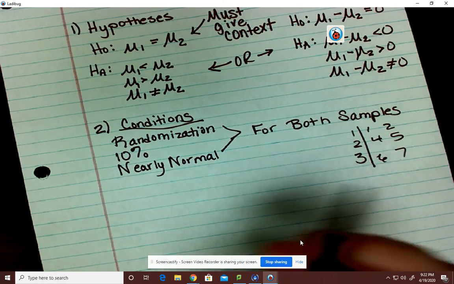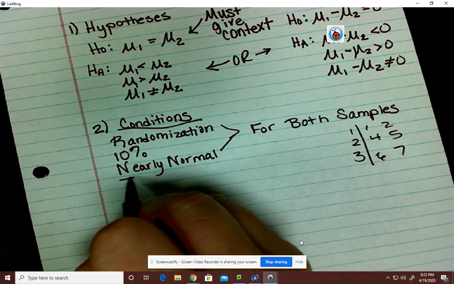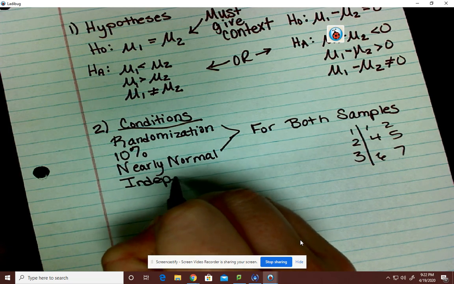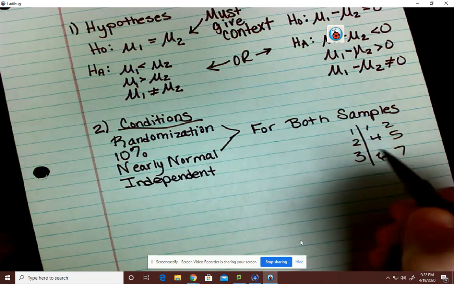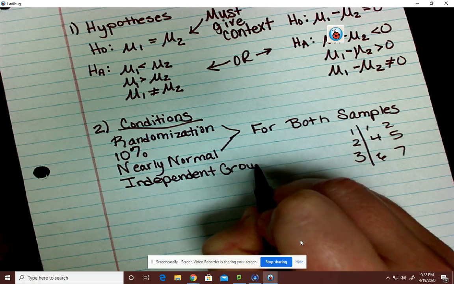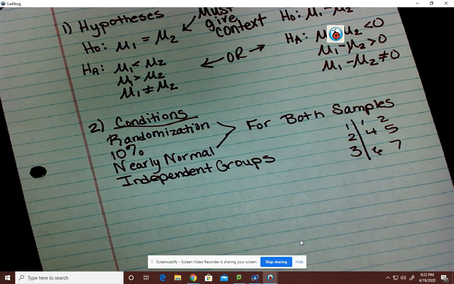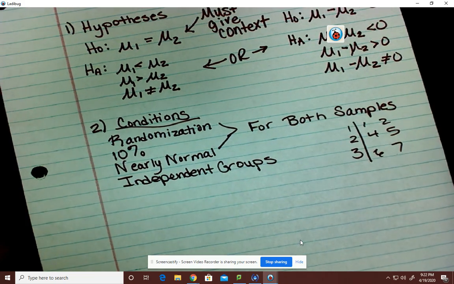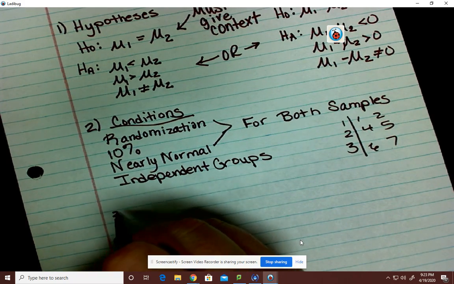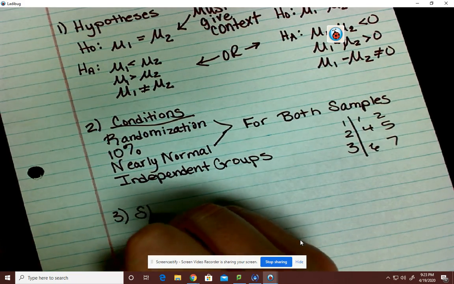All right, so then after you've checked, and then this is the one that some of us keep forgetting, including myself just now, independent groups. So don't forget to add that in. I don't think that'll make or break you if you were to forget it, but try to remember to put that in there. All right, then we have our statement.